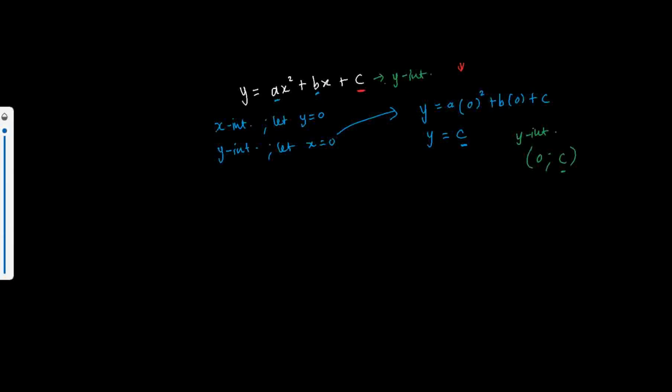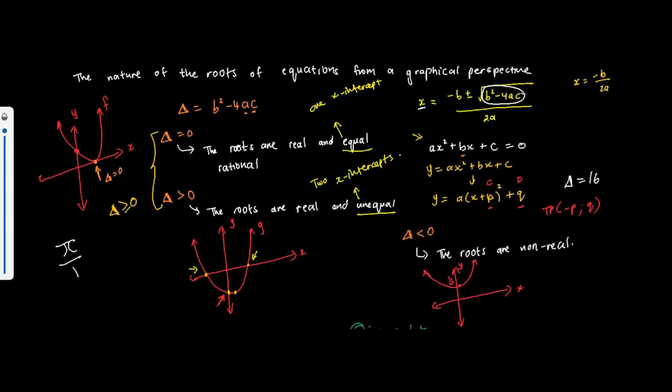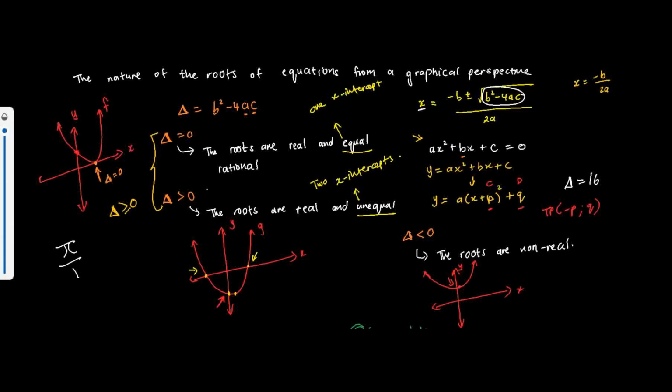It's the y-intercept, right? And let's look at our first example for today. Now this is the fun part. This topic is not very difficult, but it involves a lot of understanding. So before I look at example 1, make sure you understand the nature of roots. Make sure you have a good visualization. If the discriminant is equal to 0, understand what that looks like from a graphical perspective.